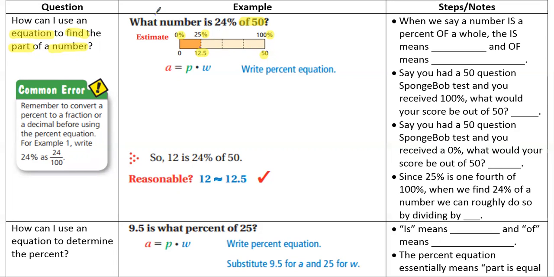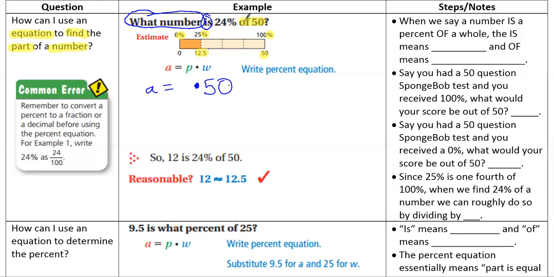But let's actually think about it from an equation perspective. Whenever you say what number, that's the same as a variable. And if we're using the percent equation, we start with A. A is equal to 24% of 50. Well, of is multiplication.